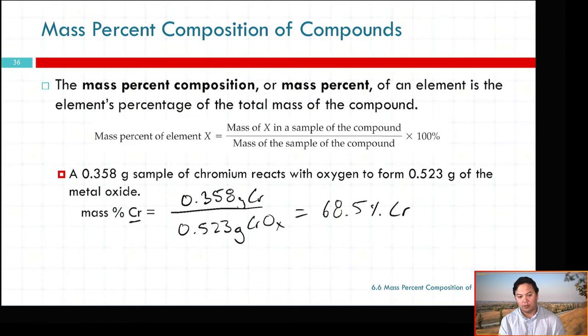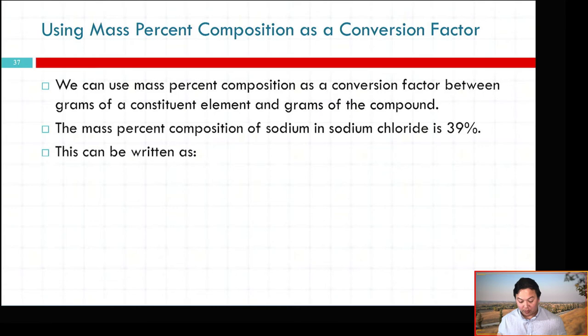We could also use mass percent composition as a conversion factor. We can use it to convert between grams of a constituent element and grams of the compound. So the mass percent composition of sodium in sodium chloride is 39%. I'm actually not sure what it's talking about here, but you could just say that sodium chloride is 39% sodium in NaCl.